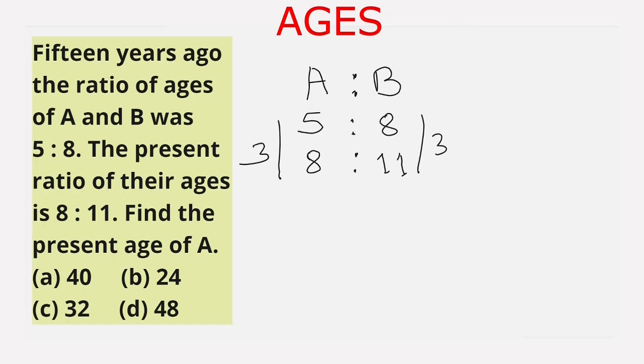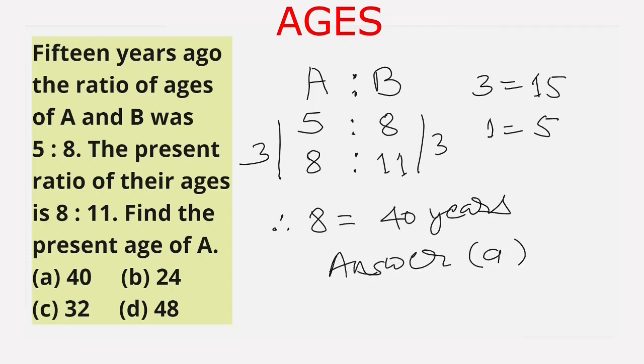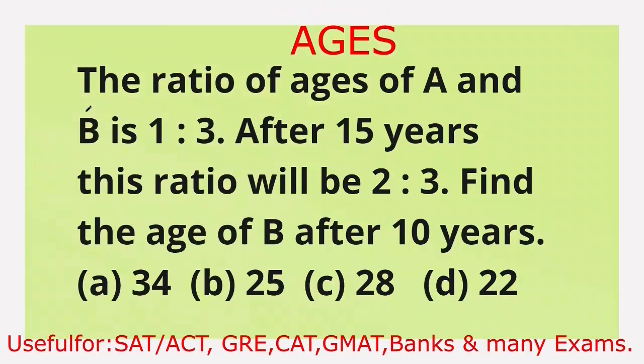And this 3 is how much? 3 is equal to 15. Therefore 1 equals 5. And the age of A is 8. Therefore 8 equals 5 times 8, which is 40 years. Thus from the given options, our answer is option A. We go to the next question.